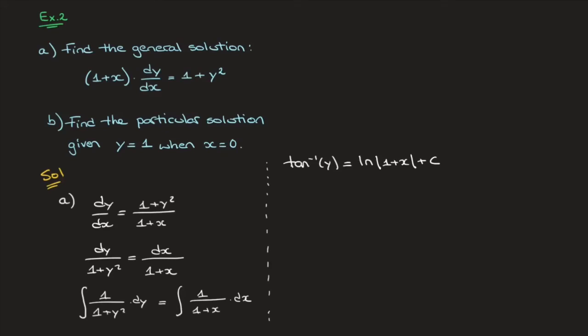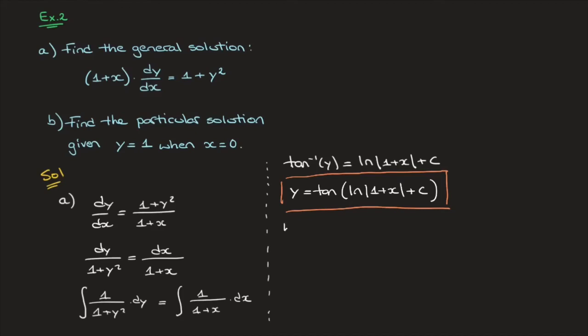Finally, to write the general solution, we use the fact that inverse tan and tan are inverses of each other to state that y is equal to tan of (ln of the absolute value of 1 plus x, plus some constant of integration, c). And that's the general solution for this differential equation. Now that we have that, we move on to question B.